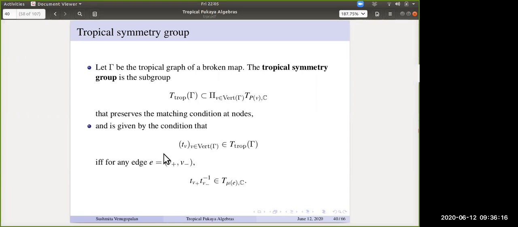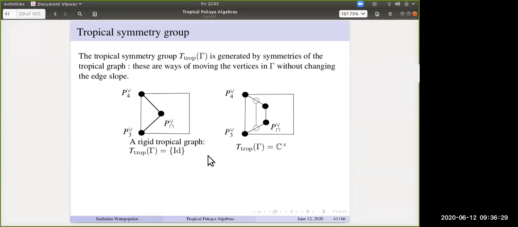And it is given by an obvious condition, which I would say, don't worry about this because the picture is going to be more meaningful. And the picture is this, that you can read off the tropical symmetry group from the tropical graph. So in particular, the really nice part of this tropical symmetry group is that if you can move the vertices in the tropical graph without changing the edge slopes, then every degree of freedom corresponds to a generator of the tropical symmetry group.